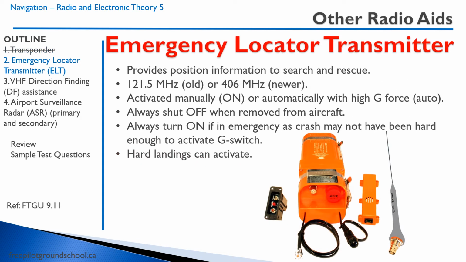We talked about the emergency locator transmitter in an earlier lesson. It provides position to search and rescue. Can either be 121.5, which is the older versions, or 406, which are newer, that also transmit a GPS position. You want to activate them on, even though they have an automatic auto feature as well, just in case it hasn't gone on.